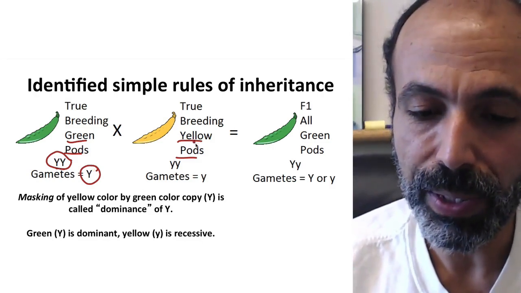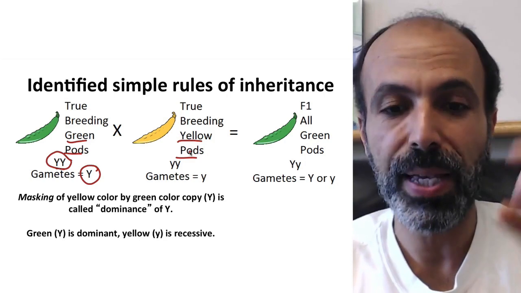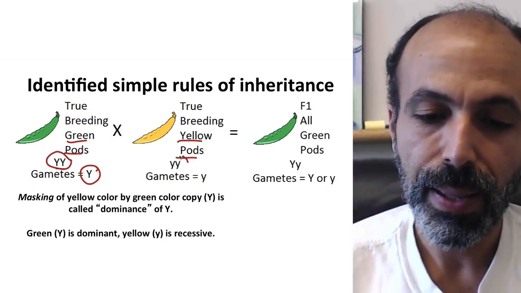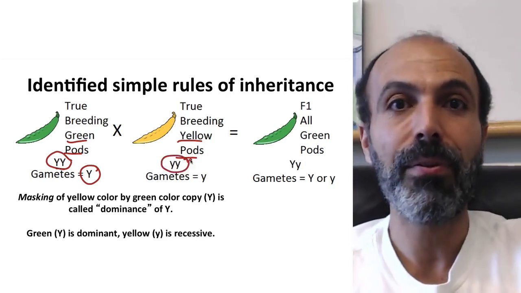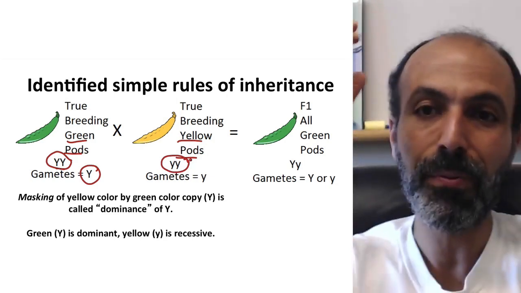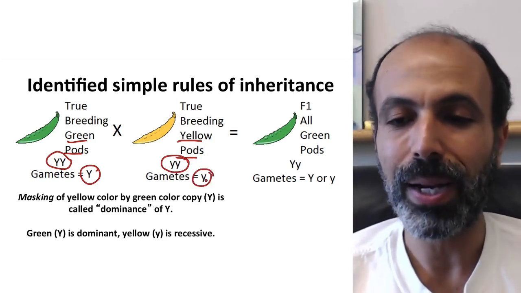So these guys right here, the yellow pods, they are what's referred to as recessive, and I'll show you why that is in just a second. They are little y. Again, they have little y that came from dad, little y that came from mom. All they have to give are little y's.